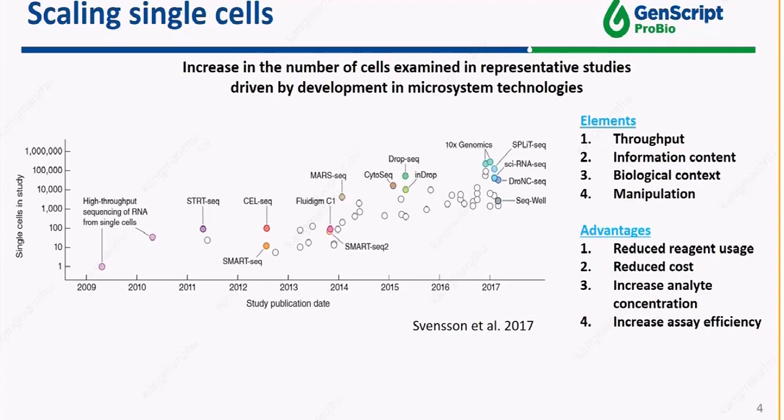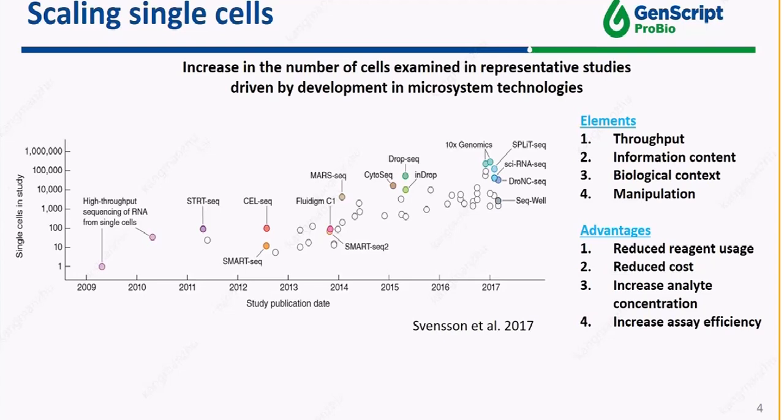Here we can see that the scale of single cell studies, or the number of single cells per study, has exploded from a single digit to the millions in the past decade or so with the technical advances in microsystems. And those systems typically focus on improvements in elements such as throughput, information content, biological context, and the ability to perform manipulation to characterize or understand the cell of interest.